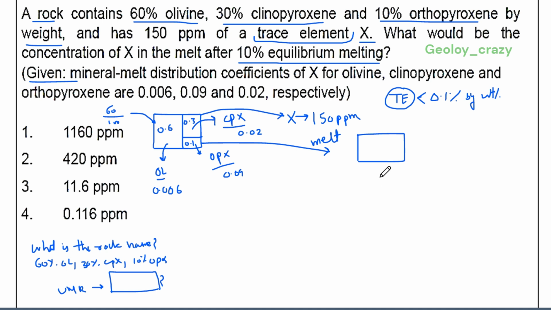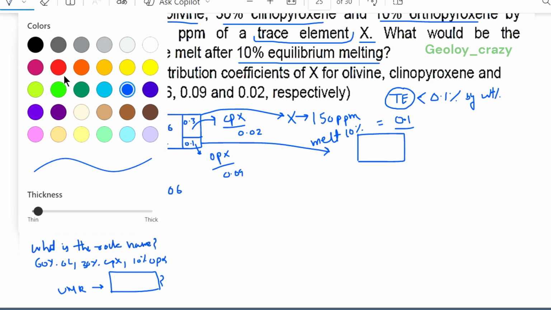Okay, how much is it melted? It is melted up to 10%, meaning 0.1. Okay, now if we melt this rock that has all those minerals, and this X value is 150 ppm. I will change the color.